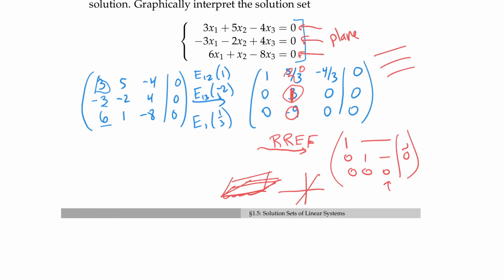In this case, with 1 degree of freedom, that means we have them intersecting in a line. And if we were to graph this, we would see that that intersection is actually a line.